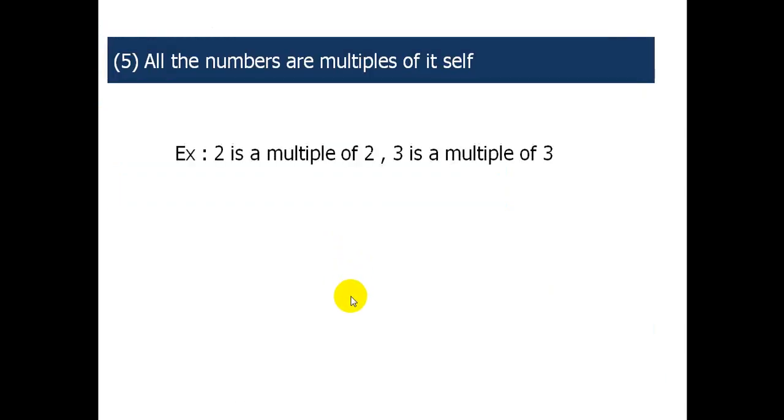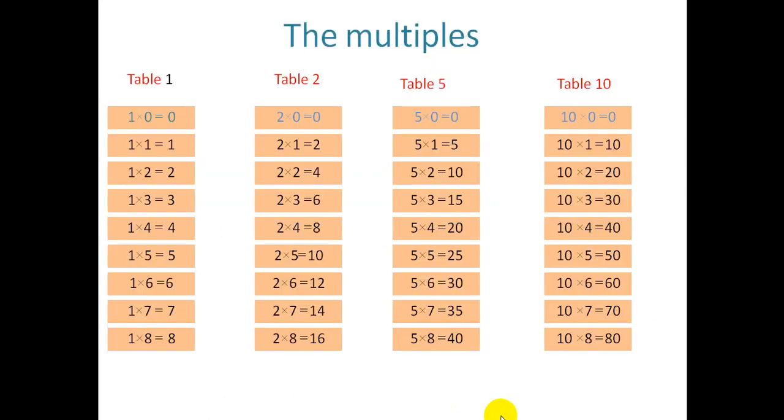Okay, after it, I have here a note that says: all the numbers are multiples of itself. What's the meaning of this? Go back to the tables and see. Look here, in table 1, in table 2, in table 5, in table 10. Look at table 1. 1 times 1 equals 1. In table 1, I get 1 as a multiple.